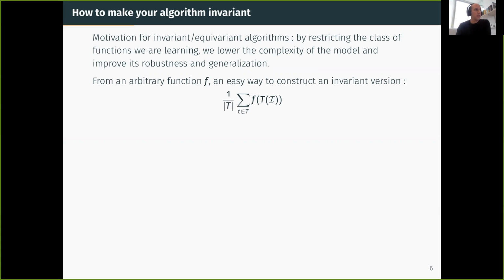So the first thing you can say is there is a very easy way to transform an arbitrary function into an invariant version. This is just by taking the average over the set of transformations you want to be robust to. Here this big T is the set of all the transformations, for example small rotations or small translations. If, on I, the original image, instead of f of I, you return this average over all the possible transformations, then for sure this will give you an invariant version. Meaning if you translate the image a little bit, it will give you the same answer.